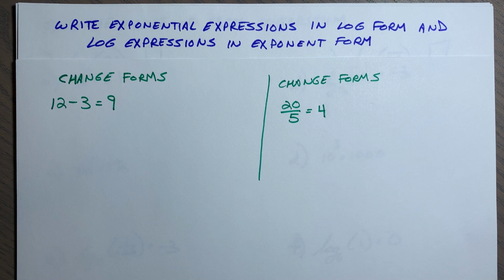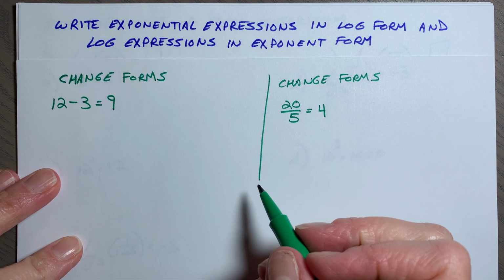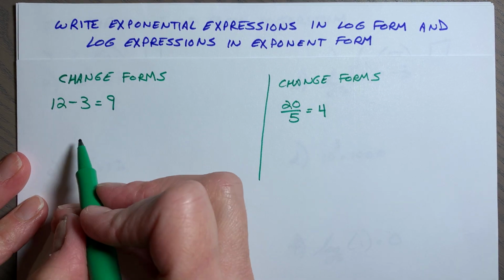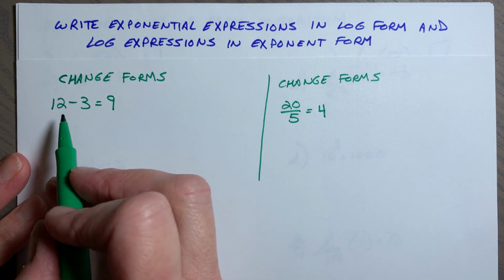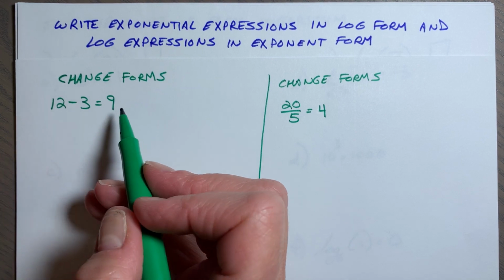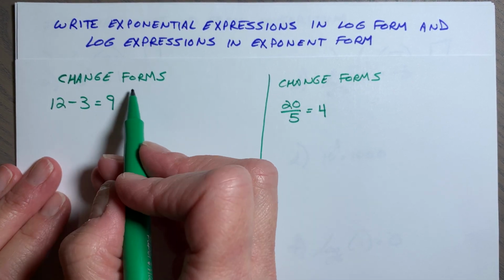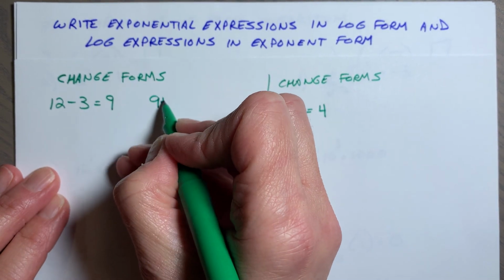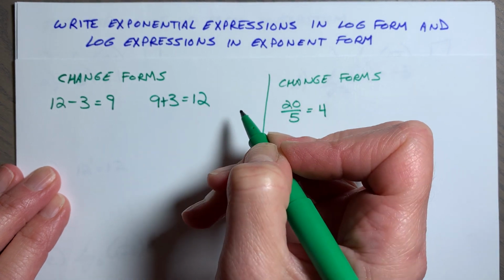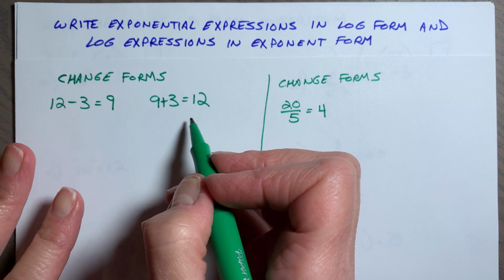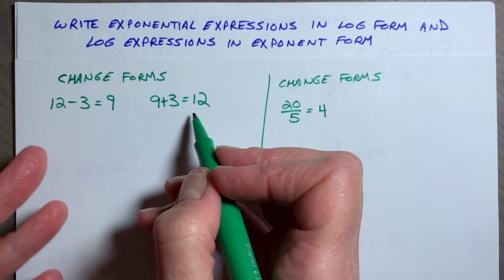We're going to practice changing between exponential form and log form. And I just want to show you first that we have done this changing forms with different operations as you've learned in algebra along the way. So here's an example of changing forms. Here's a relationship, 12 minus 3 equals 9, true statement. Another form that shows the same relationship might be 9 plus 3 equals 12. So it is a different format, but it still shows the relationship between the 12 and the 3 and the 9. So we can do it with addition and subtraction.